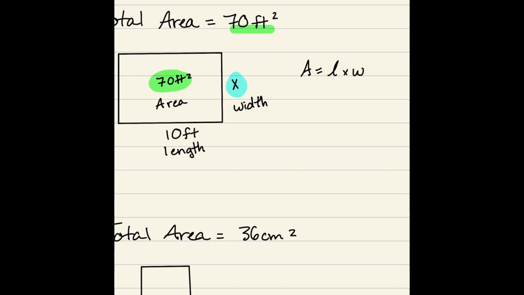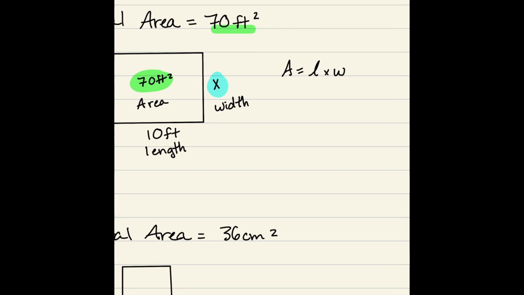Okay, so we have enough information to solve for our width, because that's what we're looking for, right? We know what the area is, check. We know what the length is, check, but we don't know what the width is. So let's write in what we know so far. 70 feet squared is our area, right? It's right down here. Our length is 10 feet times our question mark.